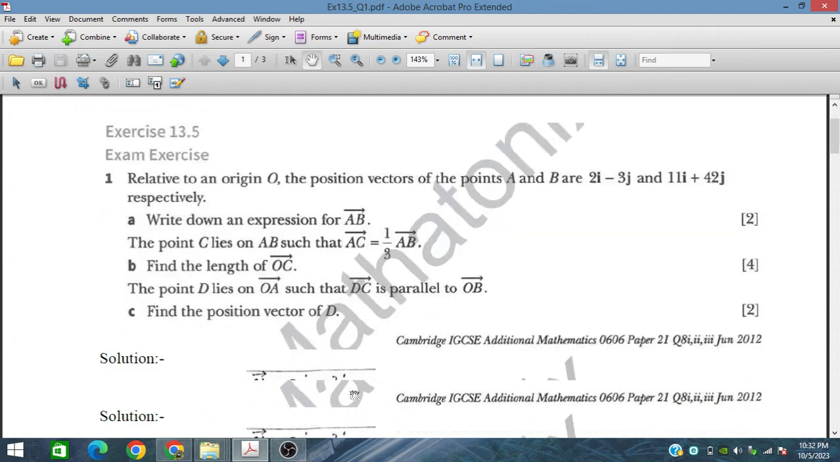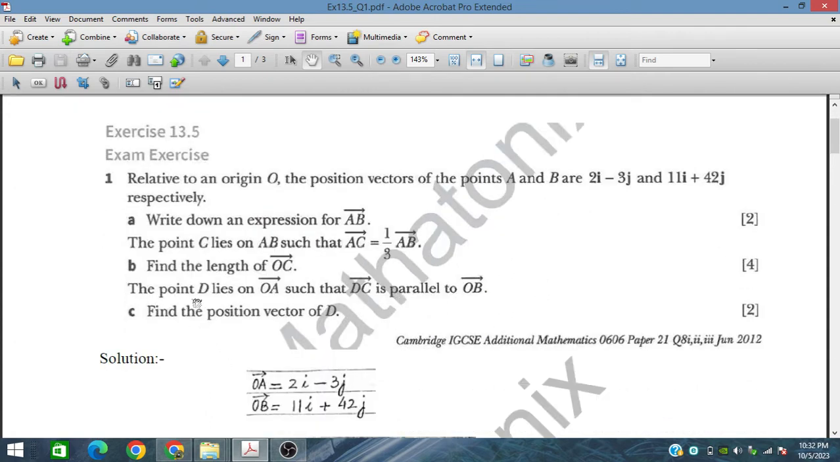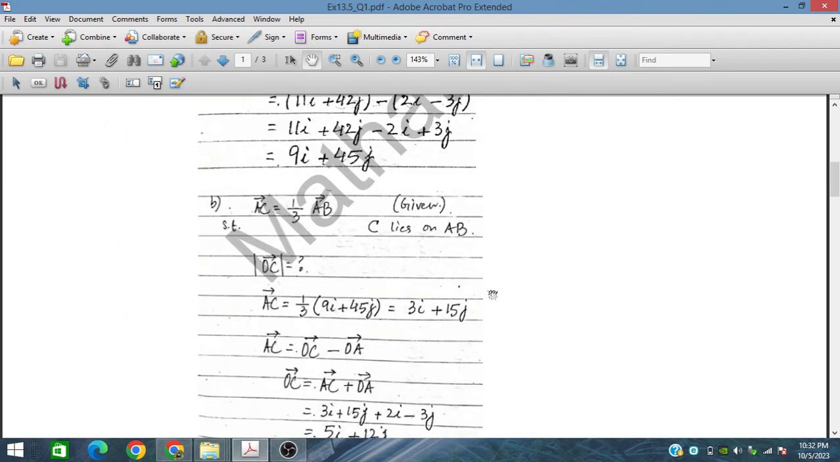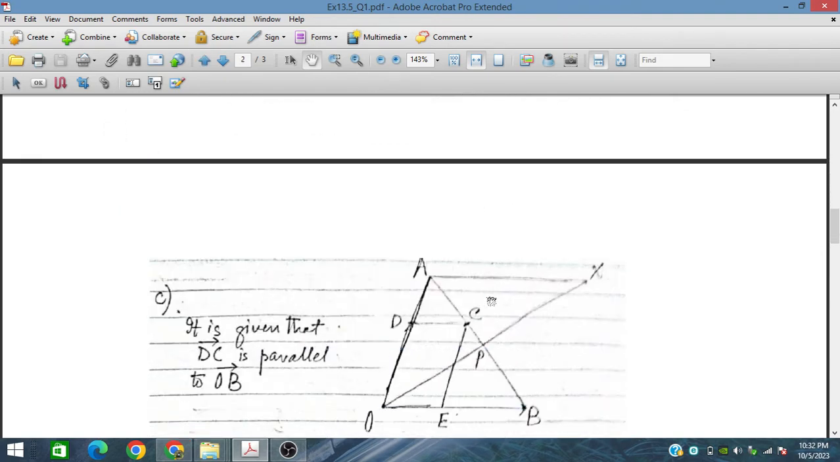And in part C, which is very important, the point D lies on OA such that DC is parallel to OB. Suppose this is from the second question, but we have assumed the same kind of vectors. Here we have this OA and OB, and we have this point C on AB. AC is 1/3 of AB, and this point D is considered here. Similarly on OB, we have assumed a point E such that DC is equal to OE, or OD is equal to EC.